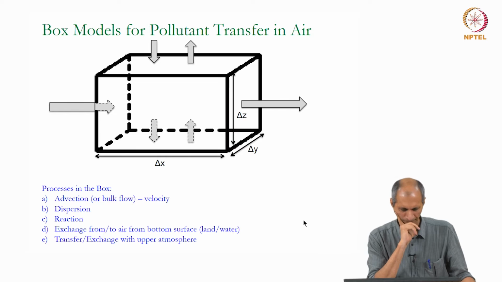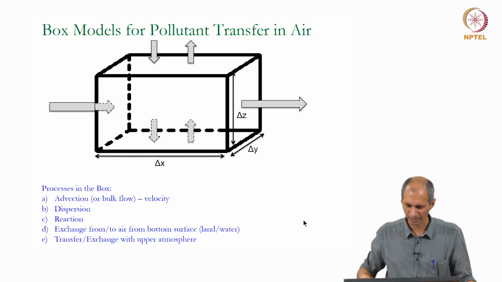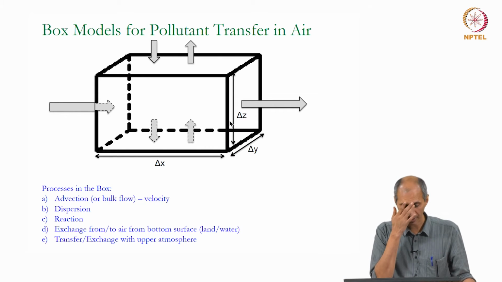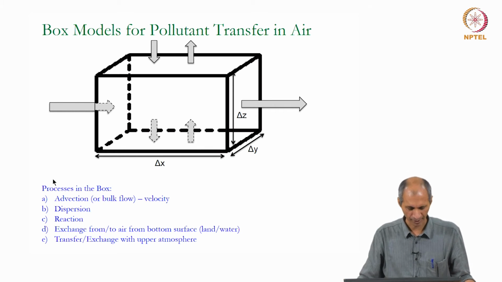So, just to recap, to get up to speed, we have been away for a while. We are looking at box models for pollutant transfer in air. Essentially this is a generic box model. For air, these are the processes that we are considering in the box: the advection, dispersion, reaction, exchange and all that.